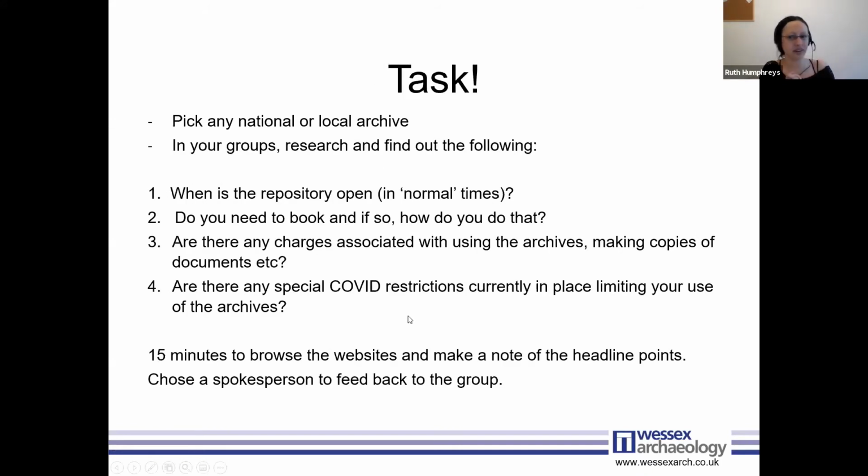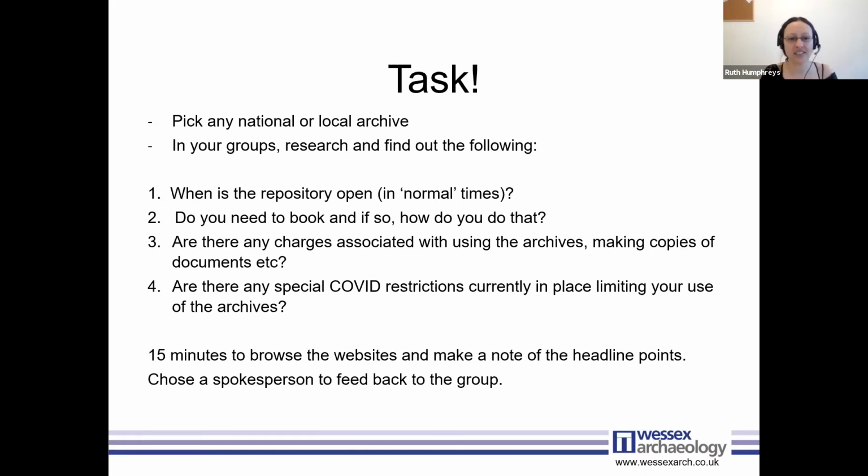Okay, so quick task then. If Carol is able to pop people into groups of sort of 4 or 5, what I would like you to do is to pick any national or local archive, and you can go as crazy as you like. It doesn't have to be one that's got anything to do with the area that you live in. It can be based on any topic, and see if you can answer the 4 following questions.